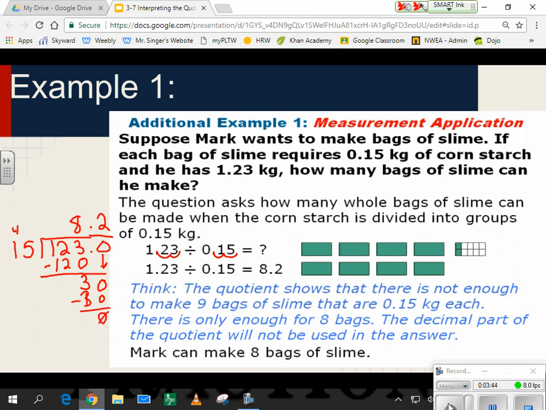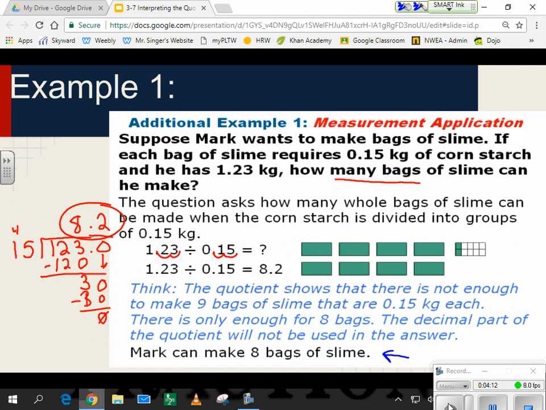So when the question says how many bags of slime can he make, Mark can actually make 8.2 bags. But think about that. The question says how many bags, okay? It doesn't say how many partial bags. It doesn't say how much total. It says how many bags. Now, interpreting this, you can see that you can't give 2/10 of a bag. So really, Mark can make 8 bags of slime.